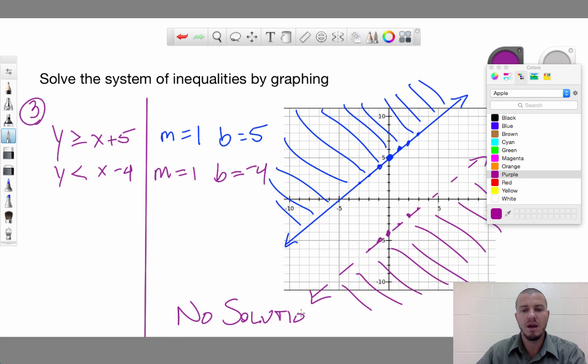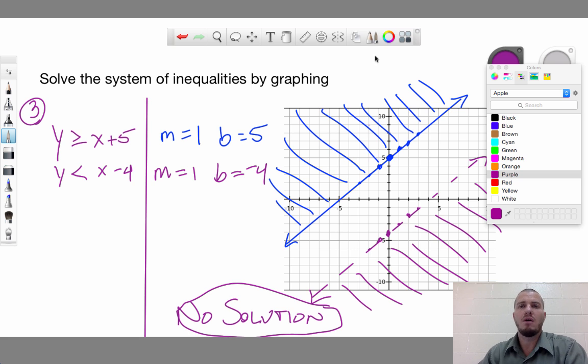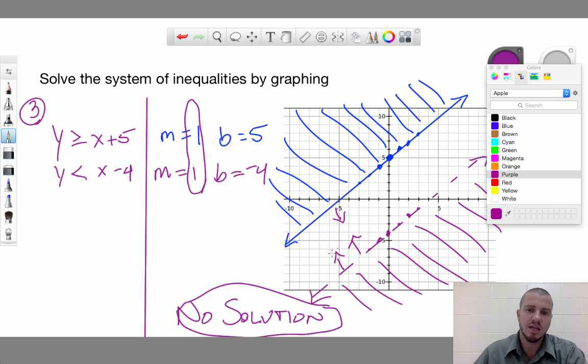Now, with inequalities, though, just because they're parallel doesn't mean that it's going to be no solution. I should be able to tell here that they're parallel because these slopes are the same. But just because they're parallel doesn't mean that it's no solution. If this one would have been shaded up and this one would have been shaded down, then the part that they would overlap would be between the two, and that would be the solution for those.